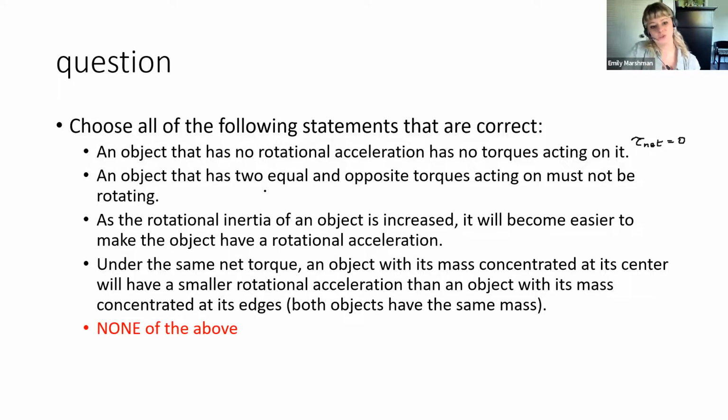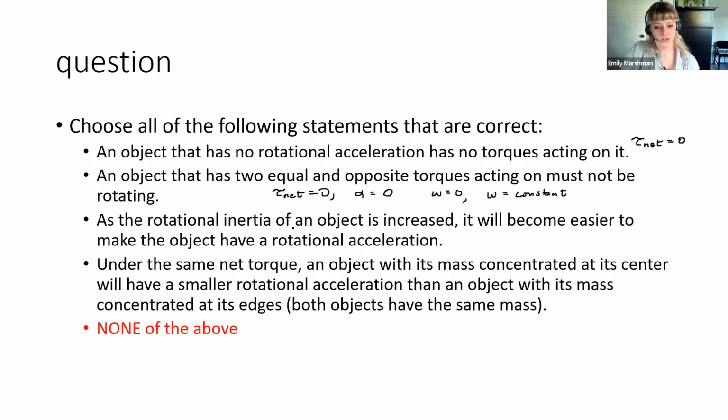An object that has two equal and opposite torques acting on it must not be rotating. Okay, that means that the net torque on it is 0. That also means that the angular acceleration of it is 0. Does that mean that it's not rotating? No, it either has a rotational velocity of 0 or its rotational velocity is constant if the angular acceleration is 0.